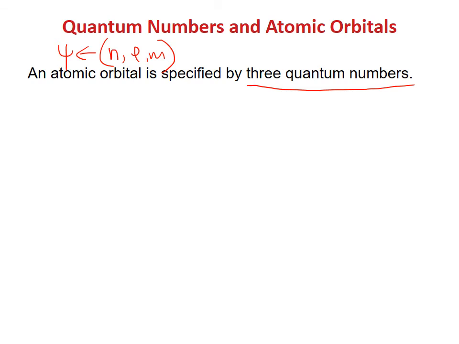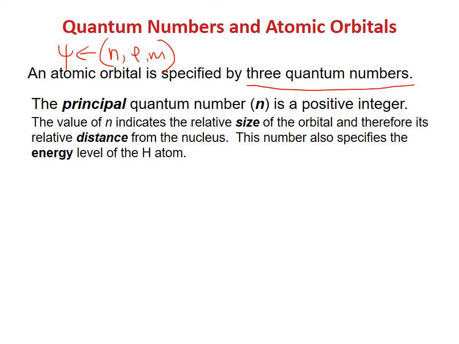n is called the principal quantum number. It's a positive integer. For example, it can be 1 or 2 or 3 and so on. The value of n indicates the relative size of the orbital, and therefore the relative distance from the nucleus. The number also specifies the energy level of the hydrogen atom. So in this sense, this n is similar to that in Bohr's model.